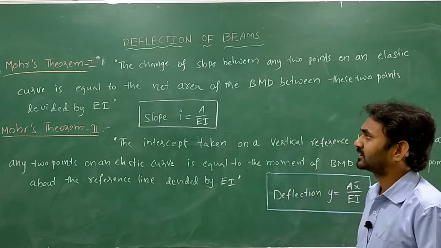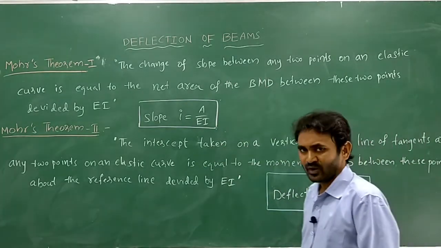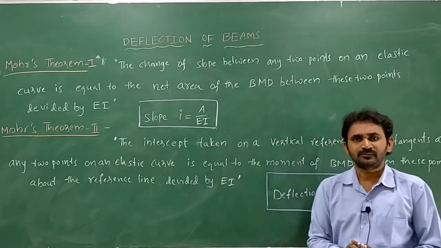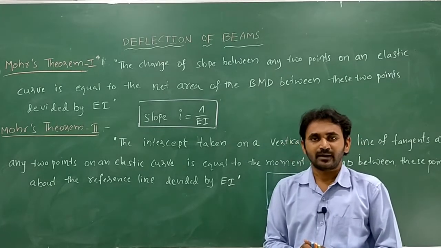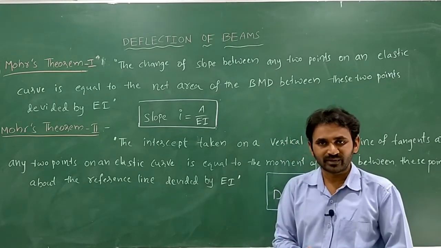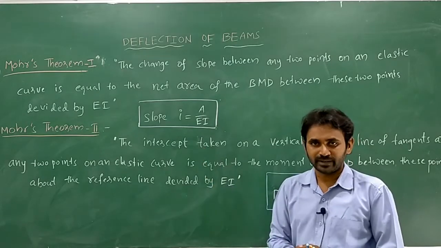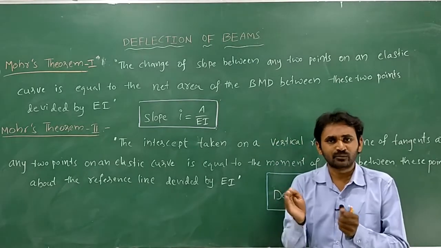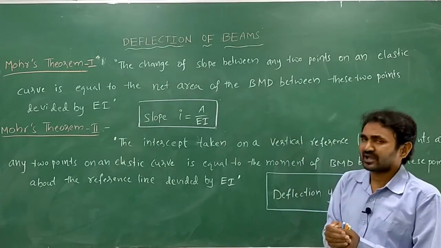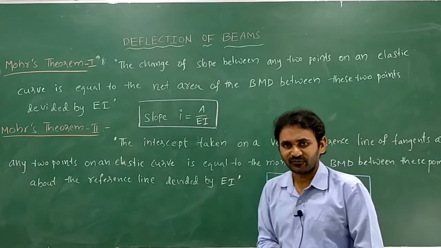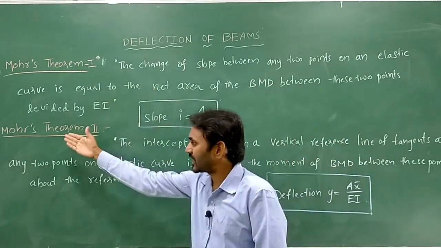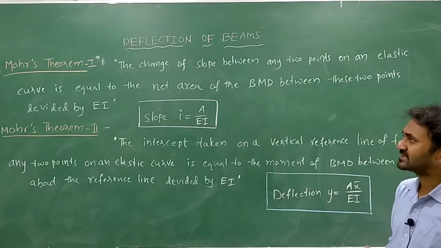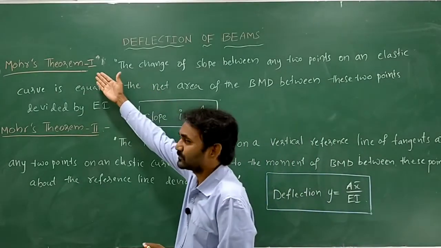In the moment area method, you have Mohr's theorem 1 and Mohr's theorem 2. What is the moment area method? In the deflection of beams, the problems are solved by finding the bending moment diagram of the given beams. From the bending moment diagrams we are going to calculate the slope as well as deflections, and Mohr's theorems 1 and 2 will tell us the slope and deflections.